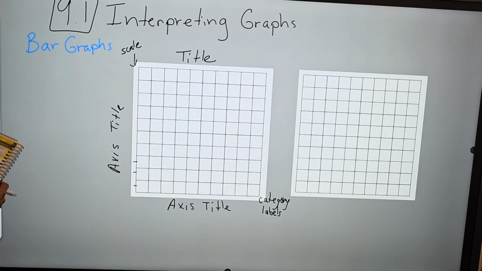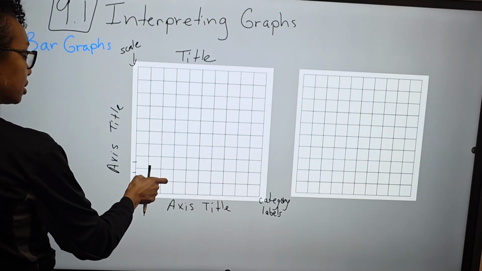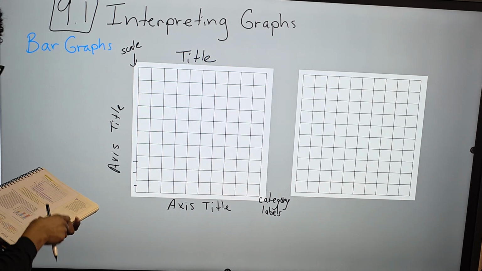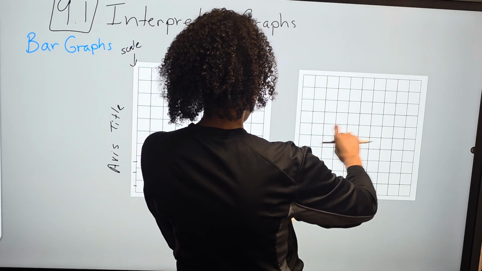It is important to note that there are both vertical bar graphs where the bars go up and down. And there's also horizontal bar graphs where the bars go this way, okay?